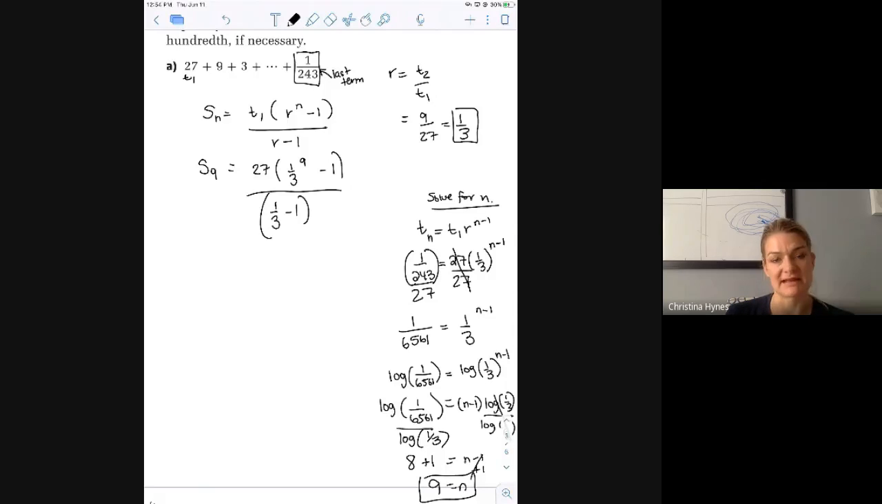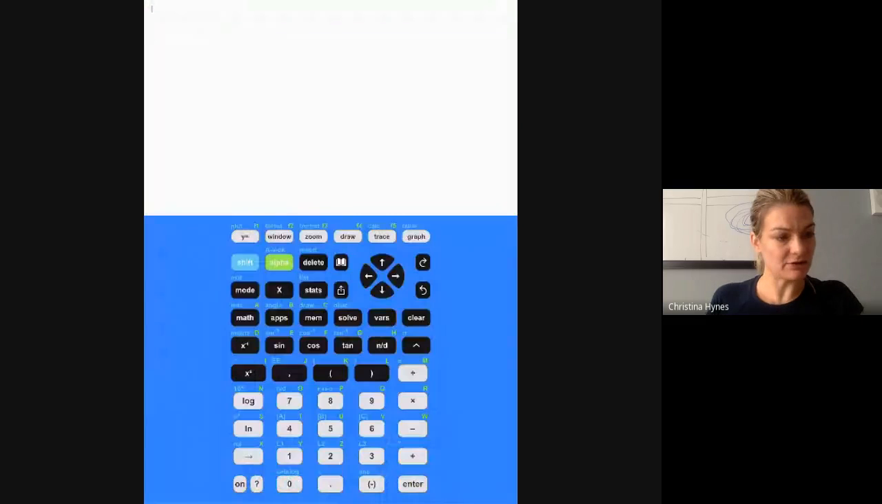That's what I'm trying to do in my calculator. Okay, so BEDMAS is very important here, guys. I'll show you what I'm doing in my calculator so you can see this. So to put this into my calculator, 27 brackets. And then I'm putting another bracket around 1/3 because I'm going 1/3 to the power of 9. So I want the entire 1 divided by 3 taken to the power of 9. And then I'm going to subtract 1, close the brackets. I'm going to get the answer for this, okay?